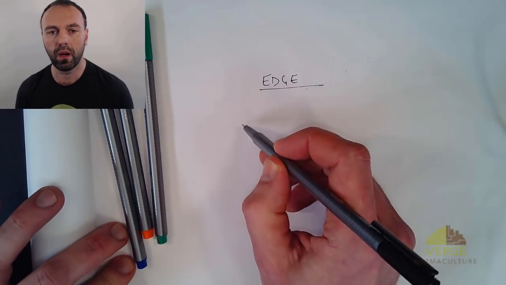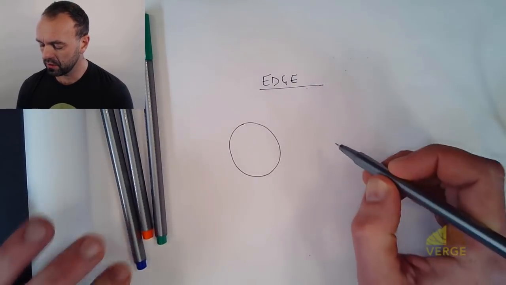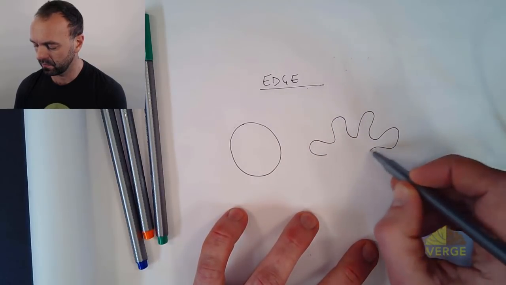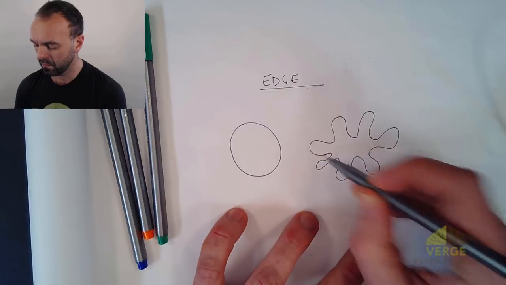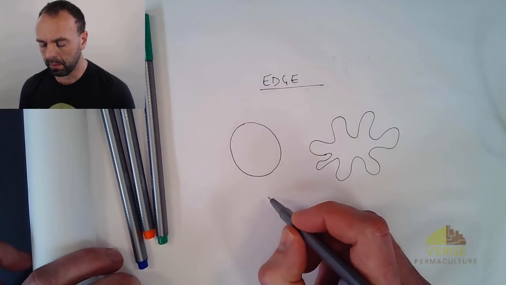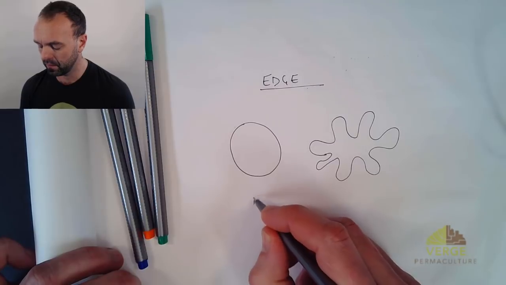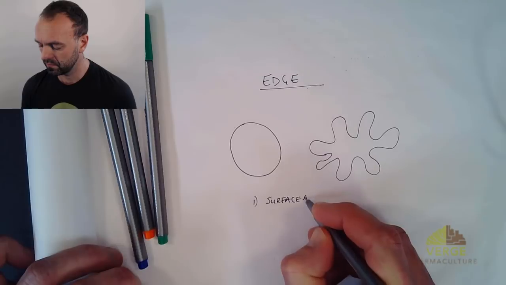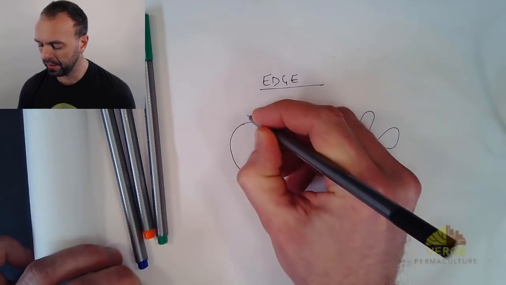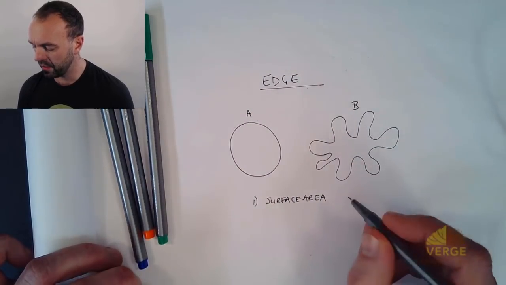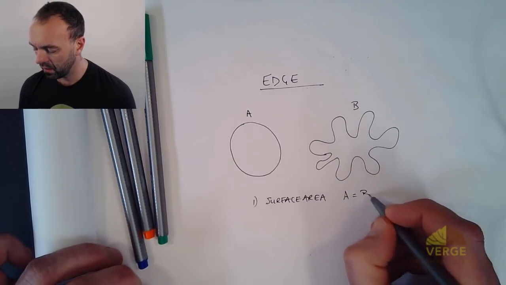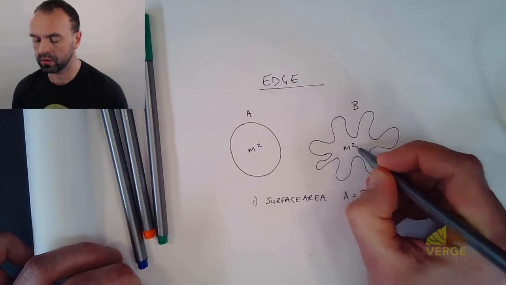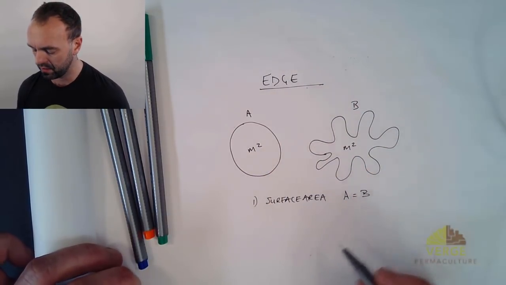So let's talk about two ponds. Okay, these ponds are going to have completely different shapes. However, we're going to make a couple of assumptions. So number one, the surface area of pond A and pond B is going to be equal. So the same amount of square meters or square feet on the actual surface itself will be the same.